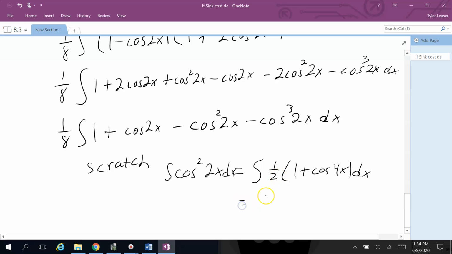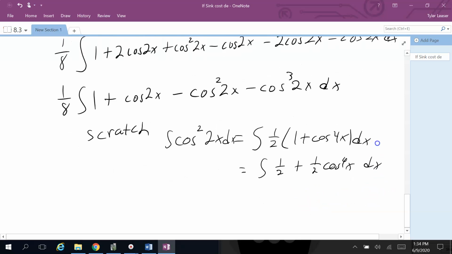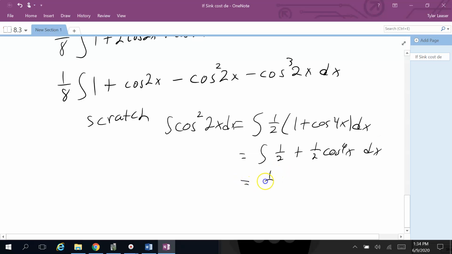Distributing the 1/2, we're going to get the integral of 1/2 plus 1/2 cosine 4x. This we can find the antiderivative of. 1/2 is going to go to 1/2 x. 1/2 cosine 4x, we're going to divide by that 4, which is 1/8, and then the antiderivative of cosine is just sine. Okay, so that one's done.